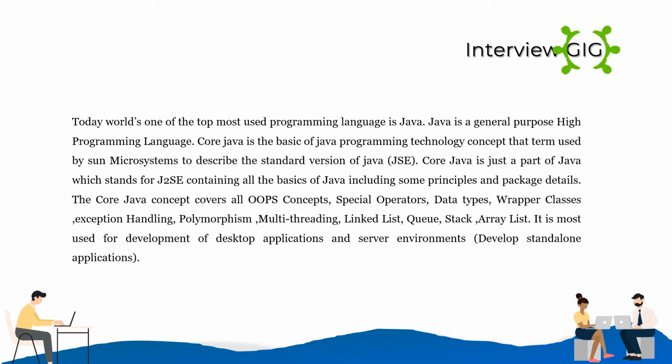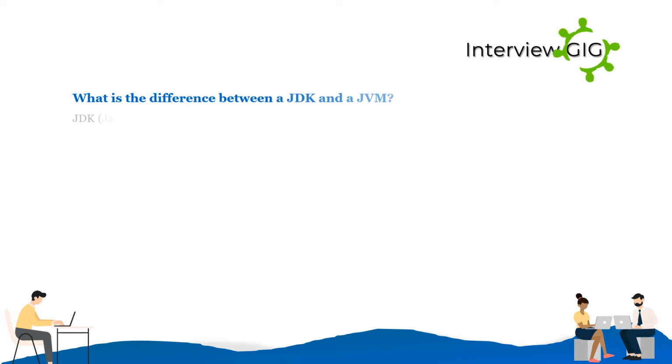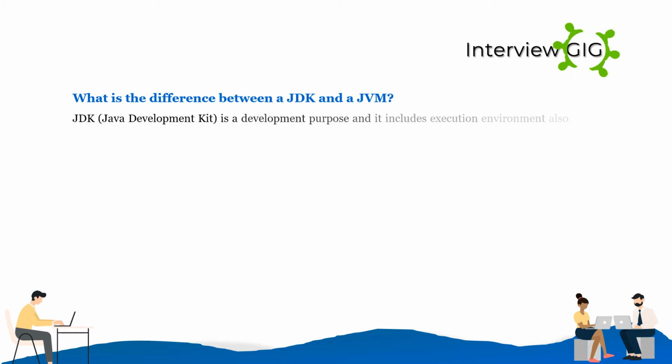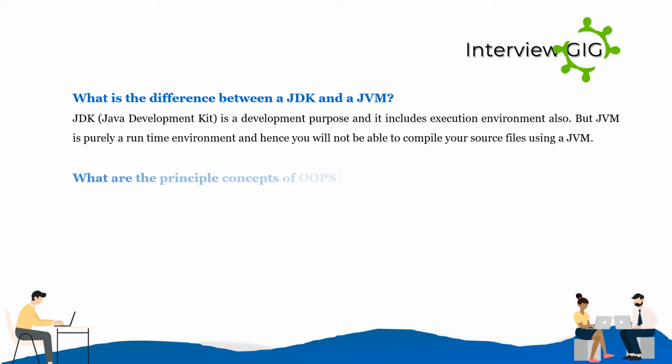Develop standalone applications. What is the difference between a JDK and a JVM? JDK, Java Development Kit, is for development purposes and it includes the execution environment also. But JVM is purely a runtime environment, and hence you will not be able to compile your source files using a JVM.